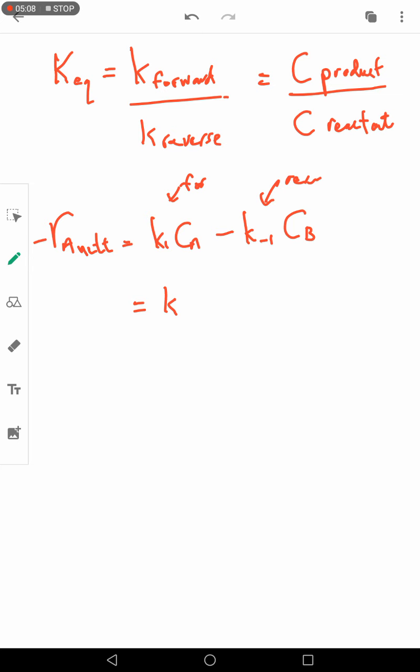So kita dapat dia punya rate law as K1CA minus K underscore 1CB, in which K1 is for K forward, reaction rate forward. K underscore 1 is reaction constant, reverse. So kalau saya factorize K1 CA, dia akan jadi begini, betul tak?